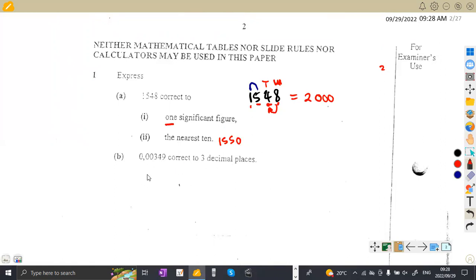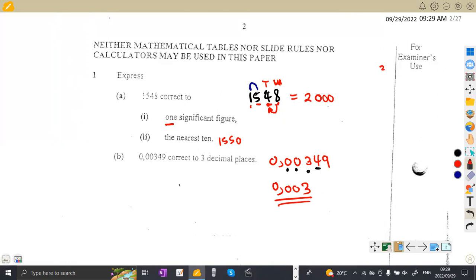Okay, then you are given 0,00349 correct to 3 decimal places. So you're going to count 3 digits after the comma. This is 0,00349. So we need 3 digits after the comma. We're going to count 1, 2, 3. So 4 is less than 5. It cannot change this number. So it is going to remain as 0,003. So that is what you are going to have in this case.